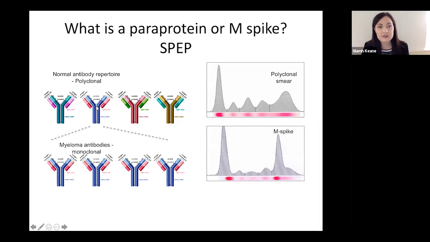So here we have a representation of the normal antibody repertoire that you would have. Each of these different colored antibodies would represent one infection that you encountered throughout your life. In multiple myeloma, one of these antibodies comes to dominate, and that's the only one that is now produced.